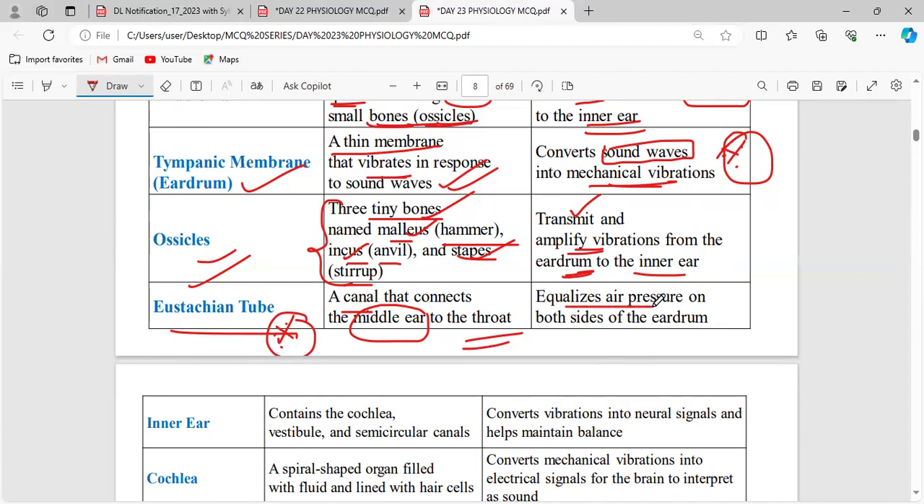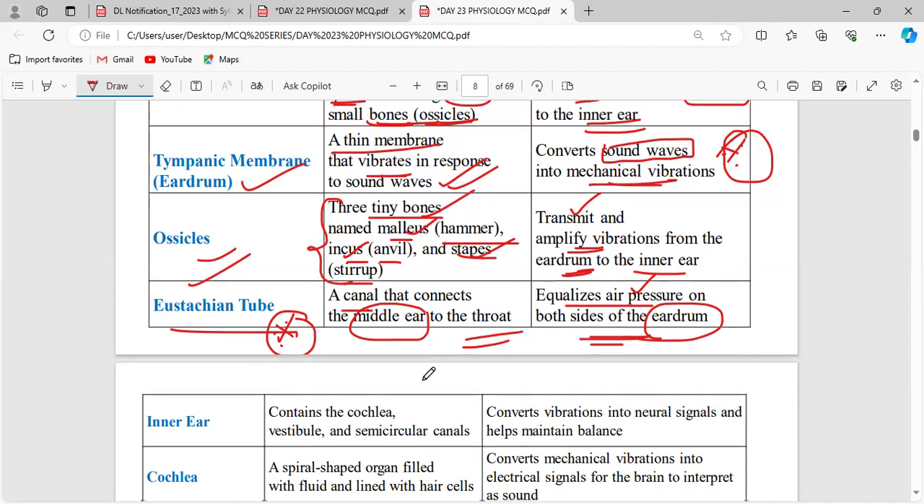It equalizes the air pressure on both sides of the eardrum. So, the ear is also known for its role in balance. Okay, so that has to be done by the Eustachian tube. I hope you all know that the ear is involved in the process of balance. So, the important structure that maintains that balance is the Eustachian tube. That is the one that equalizes the air pressure on both sides of the eardrum.